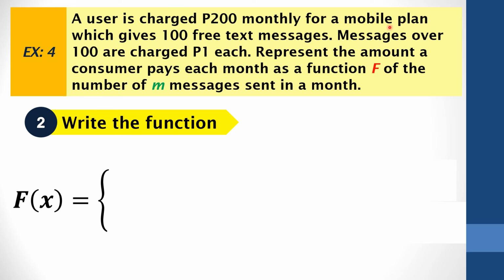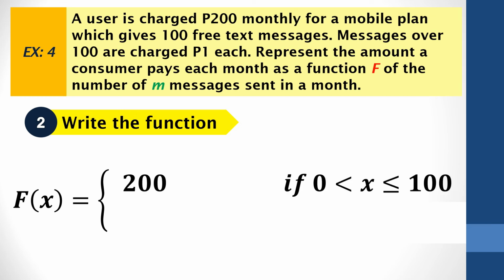So, when we say mobile plan, we understand na kapag nag-apply ka ng mobile plan, kahit hindi mo maubos yung 100 free text, 200 pa rin yung babayaran mo kasi kasali na siya sa iyong plan. So, kahit hindi umabot ng 100 yung text na na-send mo, 200 pa rin yung babayarin mo. So, ito. We have our first function.